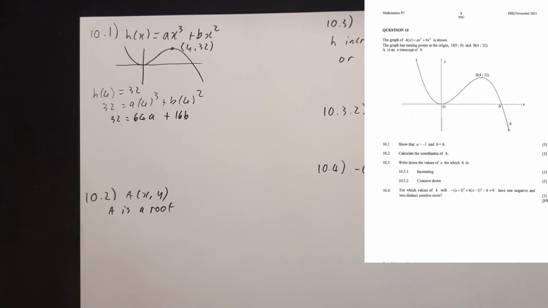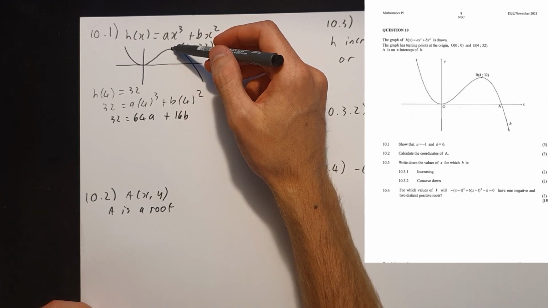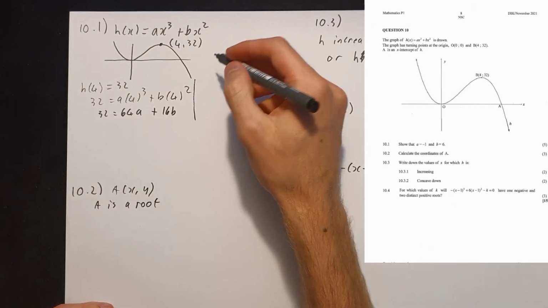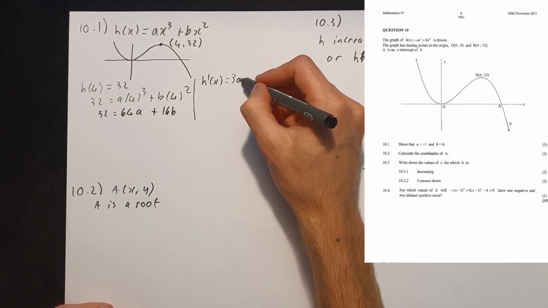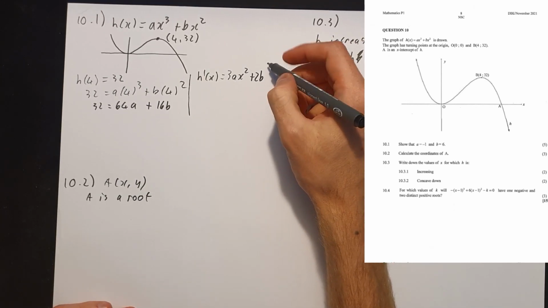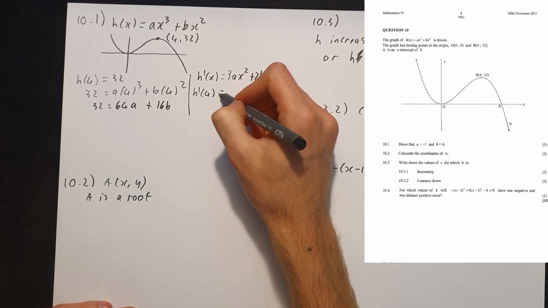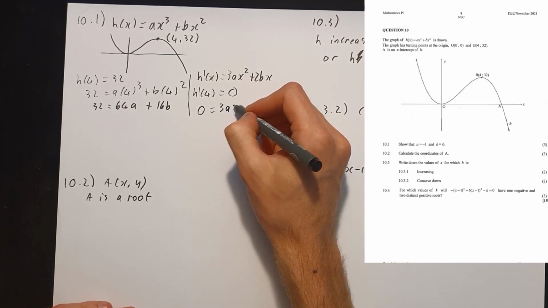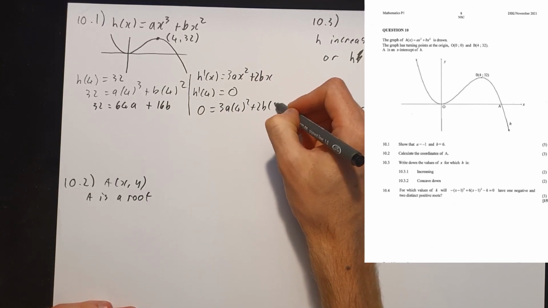Okay, now the next equation that we can use is using the derivative of the function, and we know that at this point over here it's a turning point, so the derivative must be equal to 0. Okay, so I'm going to do that over here. So we can do h prime of x, which is then going to equal 3ax squared plus 2bx. Okay, and now we're looking for h prime of 4 equal to 0.